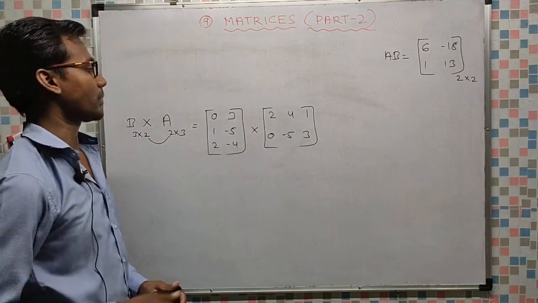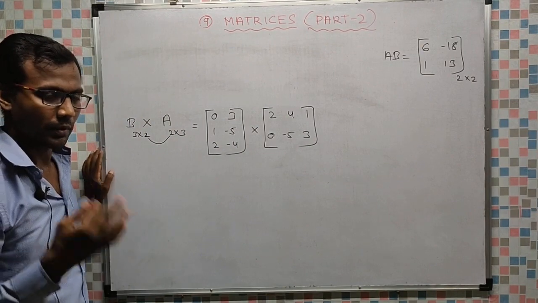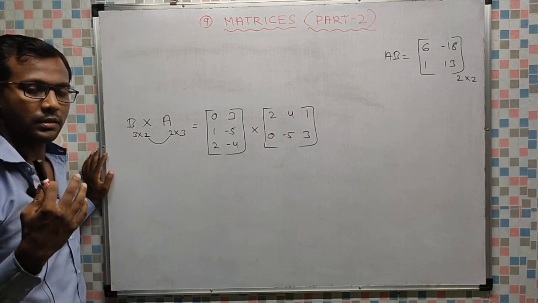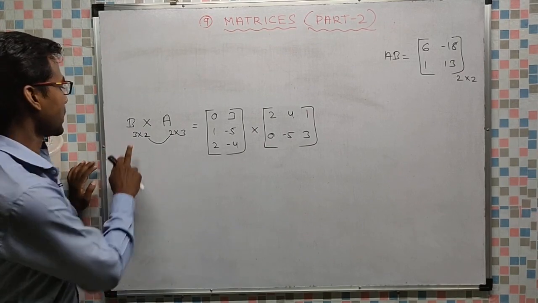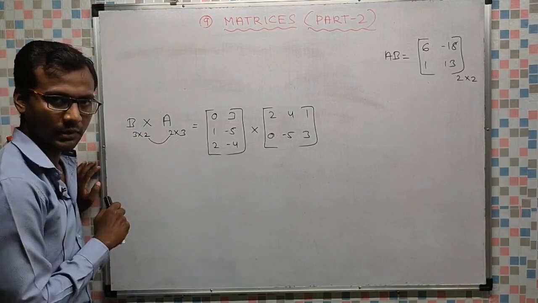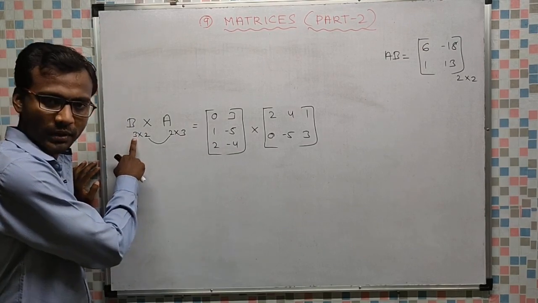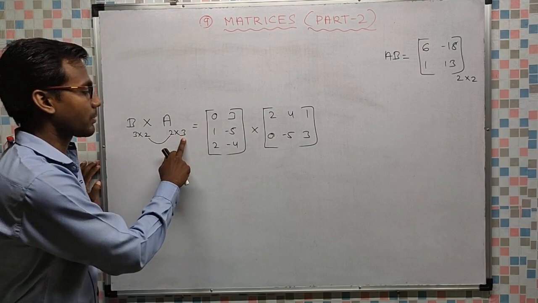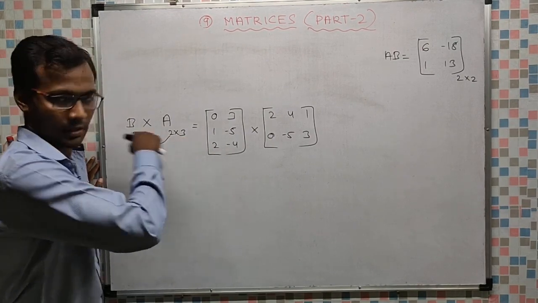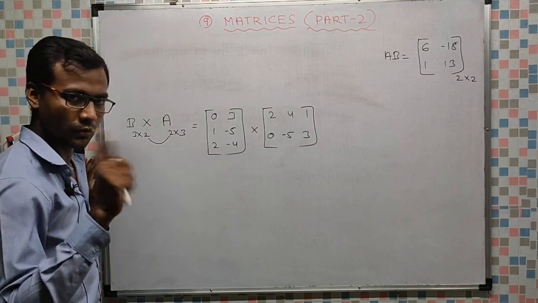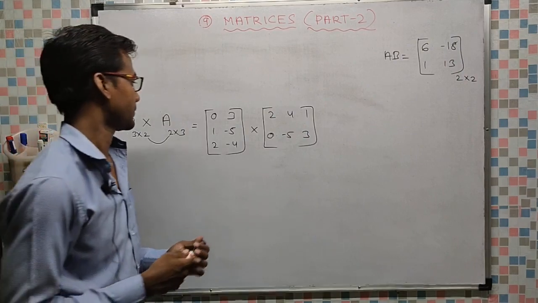Now we are doing B into A. Before we multiply, we can tell the order of the resultant matrix. The order of the resultant matrix will be 3 by 3. Number of rows of the resultant matrix will be equal to number of rows of the first matrix, that is 3. Number of columns of the resultant matrix will be equal to number of columns of the second matrix, that is 3. So the order of the resultant matrix should be 3 by 3. You will see after you get the matrix.